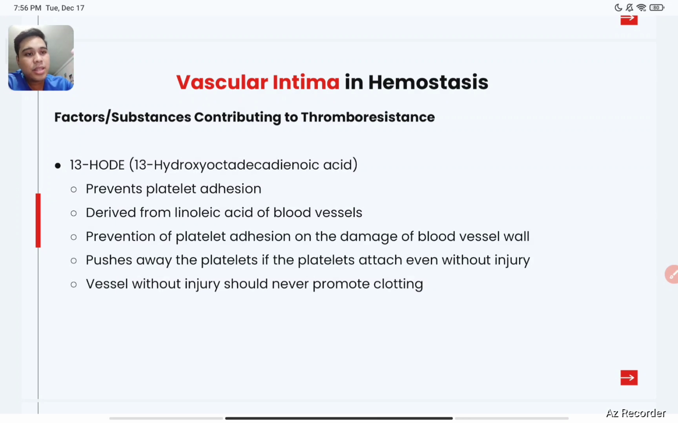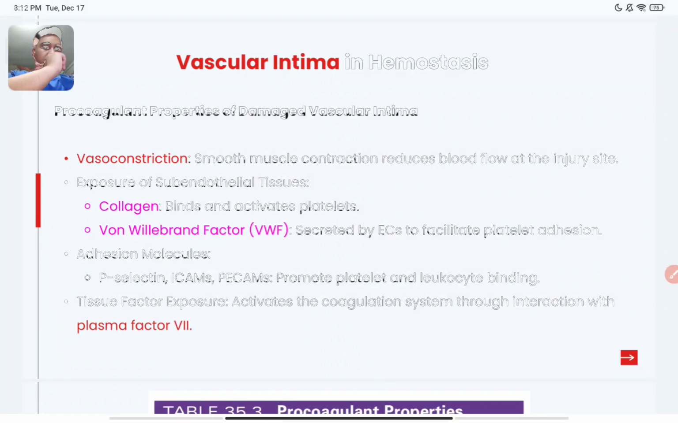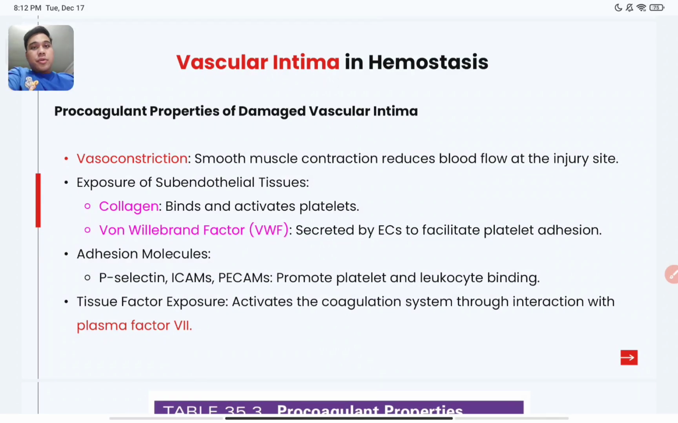It prevents platelet adhesion on the damaged blood vessel wall. It pushes away the platelets if the platelets attach even without injury. So ito yung main reason bakit hindi dumidikit ng basta-basta si platelet doon sa blood vessel, not unless kung merong damage. So vessels without injury should never promote. So those are your anticoagulant properties of your blood vessels.